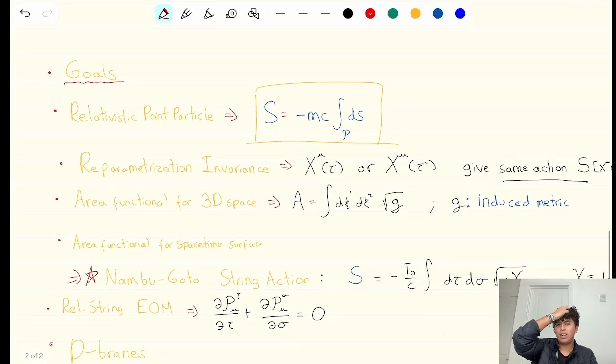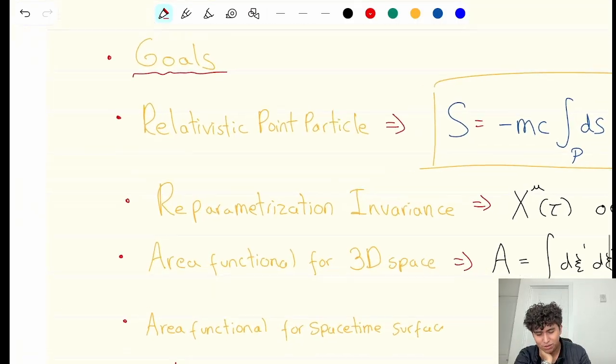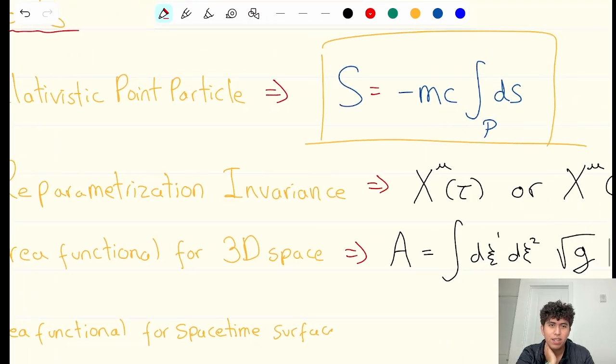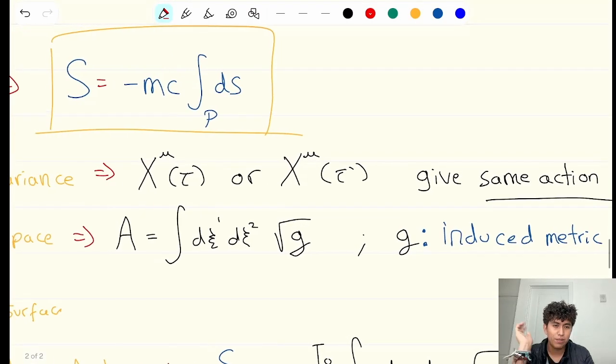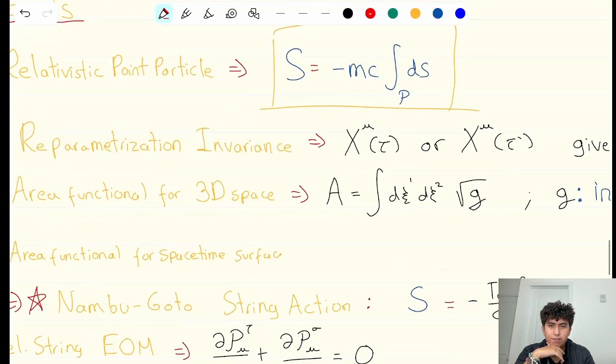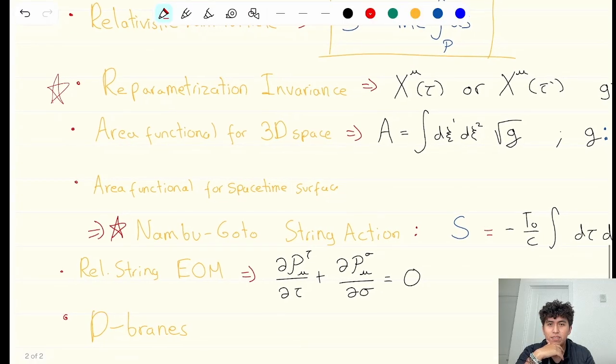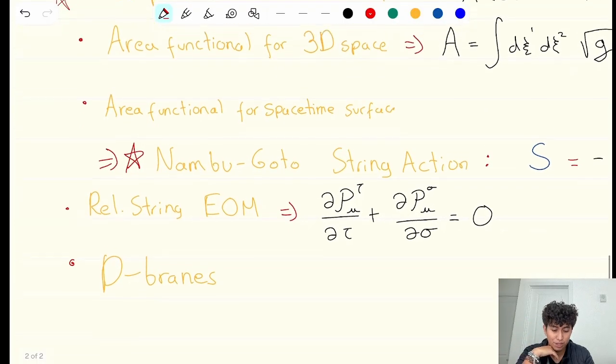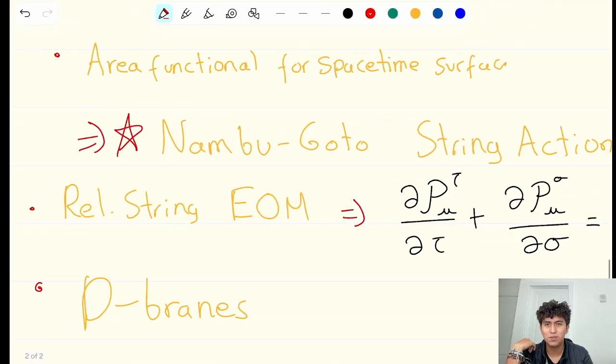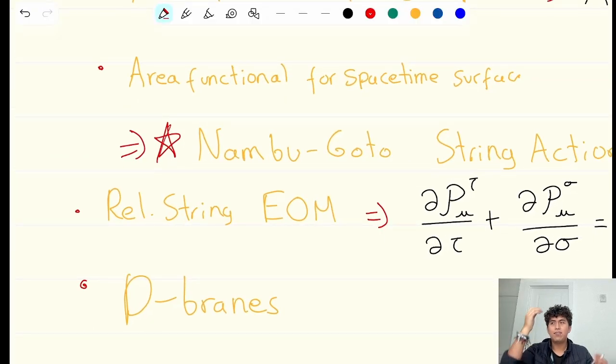Then we're going to analyze probably one of the most important properties in the whole course, reparameterization invariance, which just means that different coordinates or different ways of parameterizing a worldline or worldsheet are not going to change the physics, which is going to be very important. We're going to discover what is an area functional for a 3D space, and an area functional for a spacetime, and from here we're going to get the Nambu-Goto action, which is also a very important thing. The Nambu-Goto action is probably the starting point: after all the review of stuff, now we're actually going to start string theory.